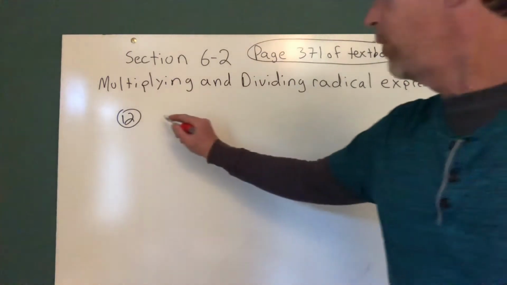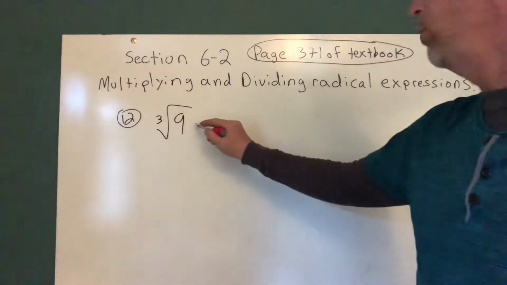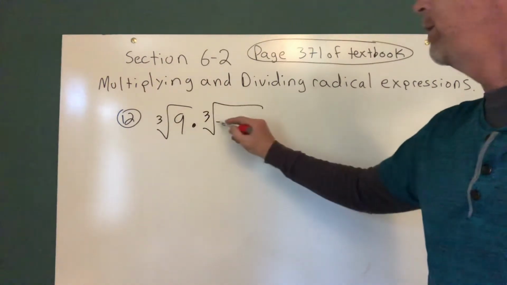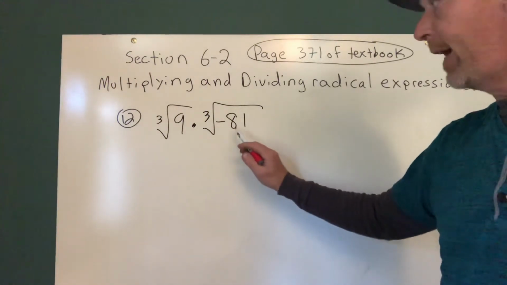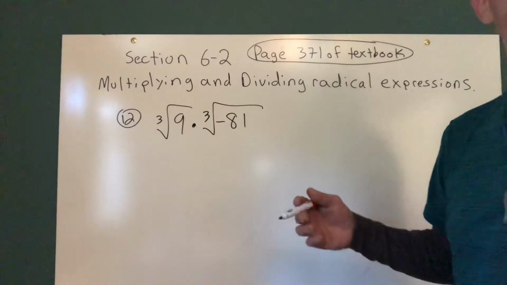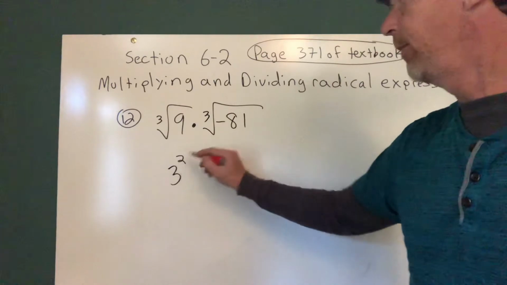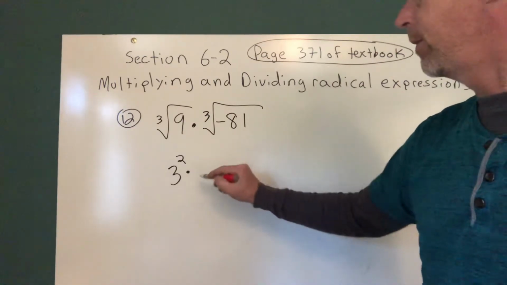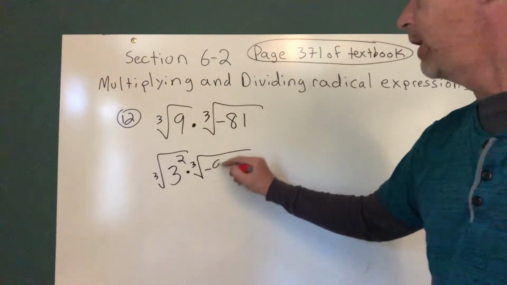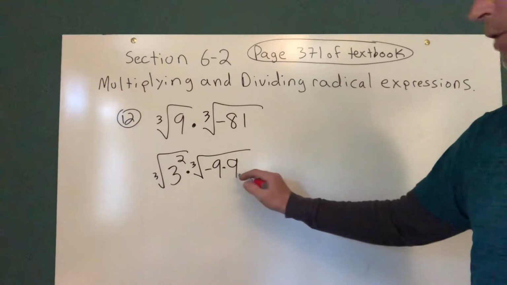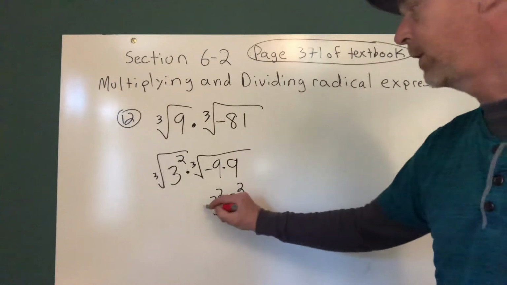So we have the third root of 9 and the third root of negative 81. Remember, when the index is odd, you are allowed to have a negative under the radical, because 3 negatives make a negative. So let's break down the prime factorization. That's 3 to the second, and that's the third root of negative 9 times 9, which is 3 times 3 and 3 times 3, with, of course, the negative in front.